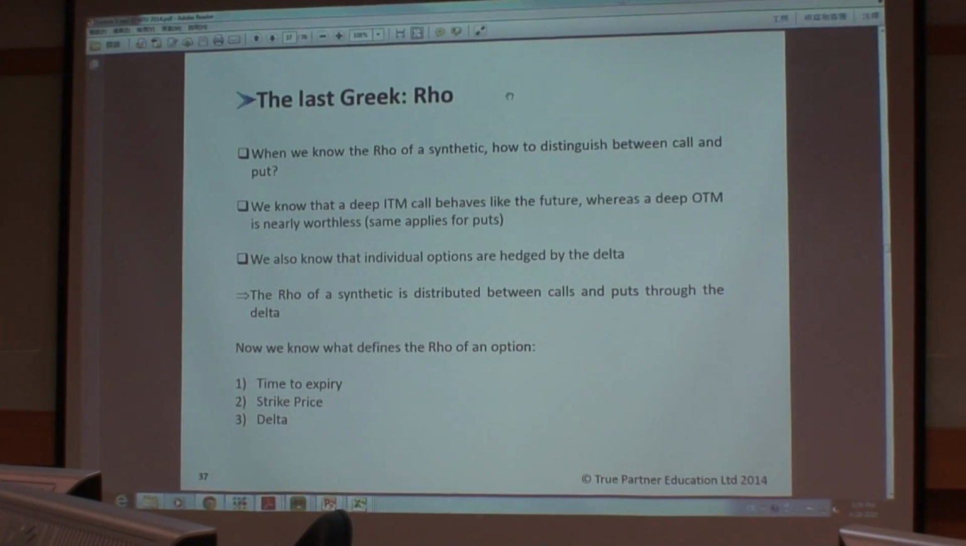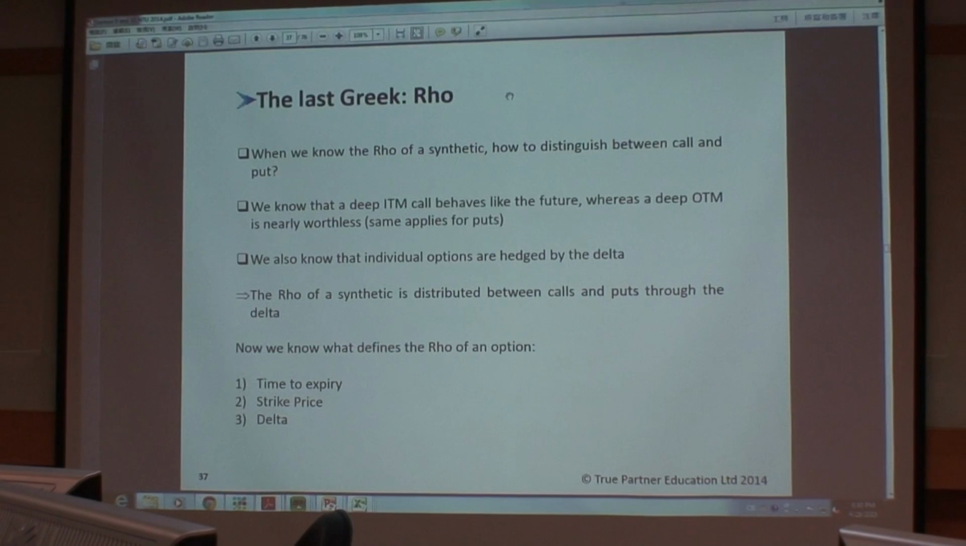So it's easy to calculate the rho of a synthetic. I just calculate strike times 1% times maturity. But what I of course want to be able to do is allocate rho: how much is for the put and how much is for the call. So let's think about it a bit.